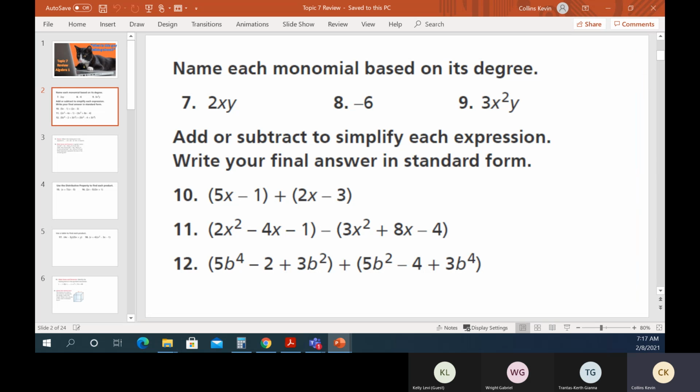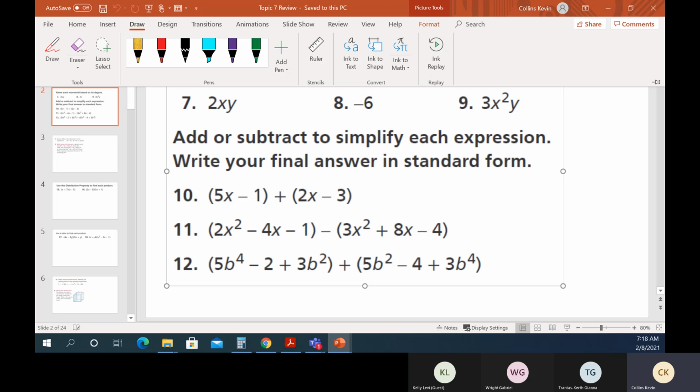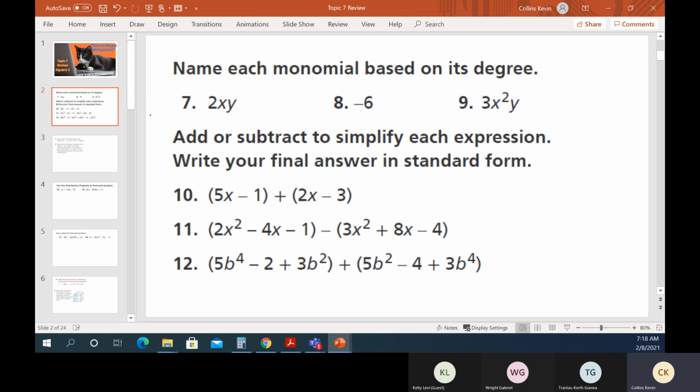Okay, so the first one here, well, first 3 actually, says name each monomial based on its degree. So remember, when you have more than one variable, which really doesn't happen that often with the stuff we do, you just add the exponents together. So like here we've got x, which is technically x to the first. This would be an x to the first. So this one would basically be a second degree monomial. So you just add the 1 and the 1 together.